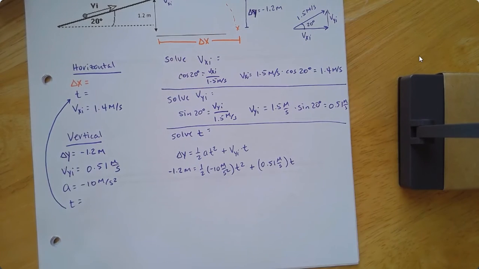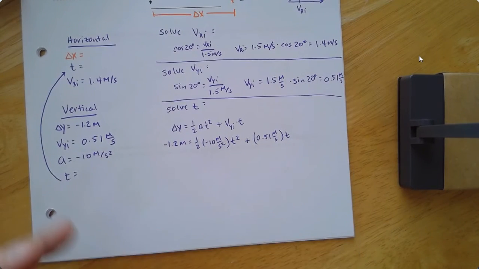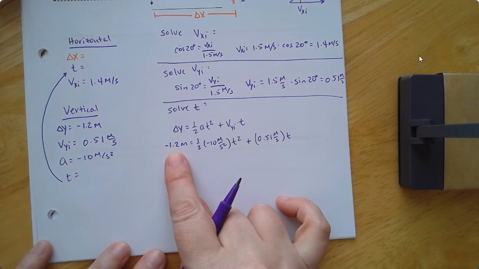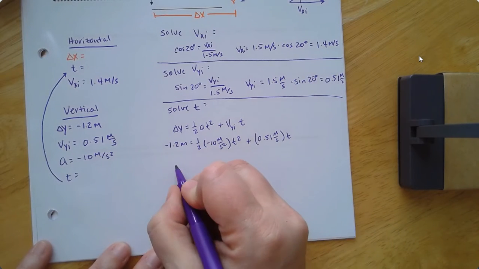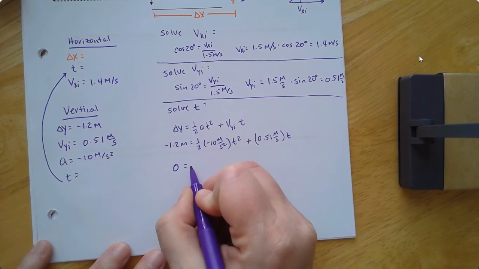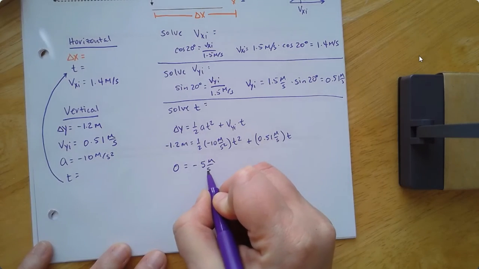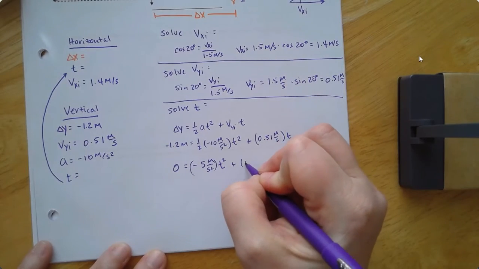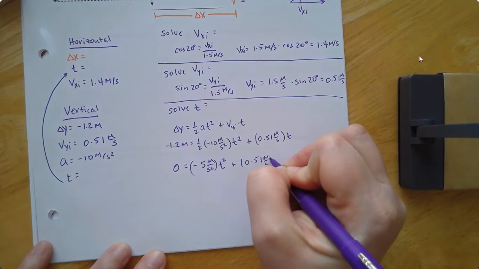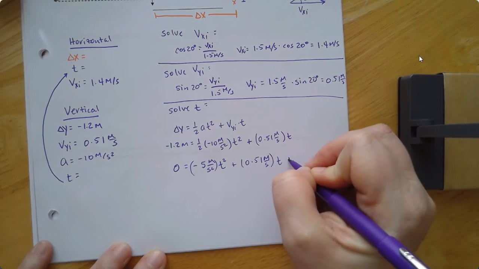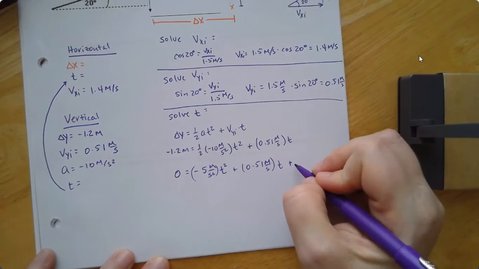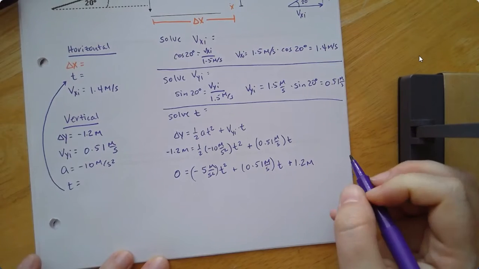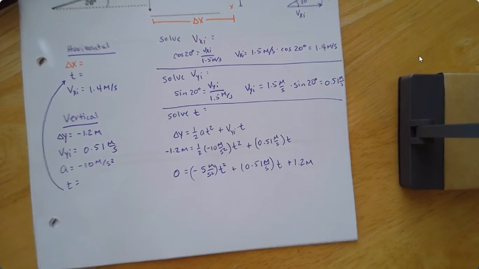I like when it's easy to factor these out. This one doesn't look like it's going to be easy, but let's just see how this goes. If I add 1.2 to both sides, then I'll have 0 equals, I'm going to simplify this to minus 5 meters per second squared times time squared plus 0.51 meters per second times time plus, because I'm adding 1.2 to both sides, 1.2 meters. Uh-oh, I'm not going to be able to factor that one in my head.